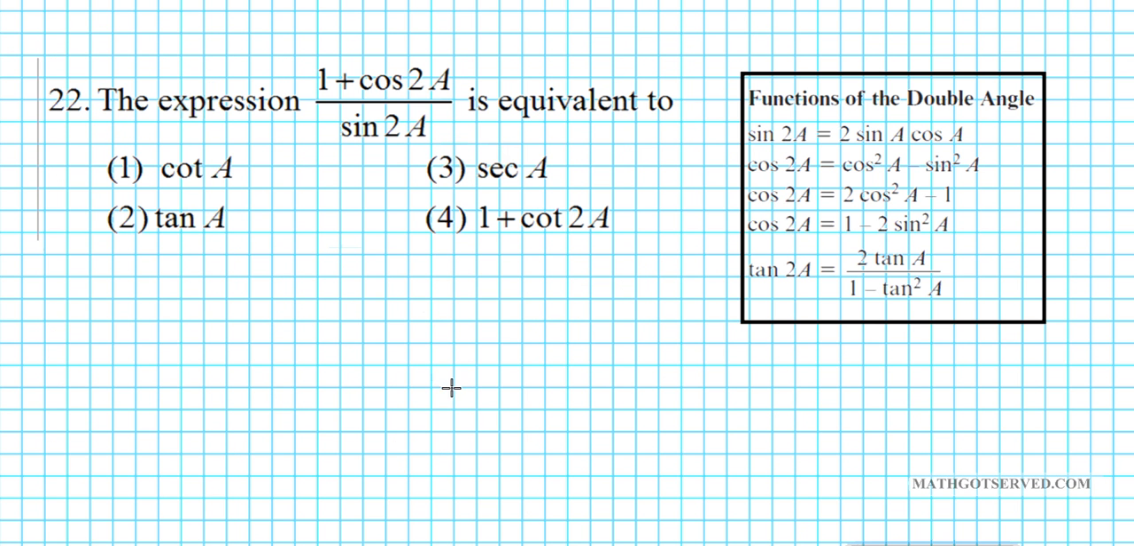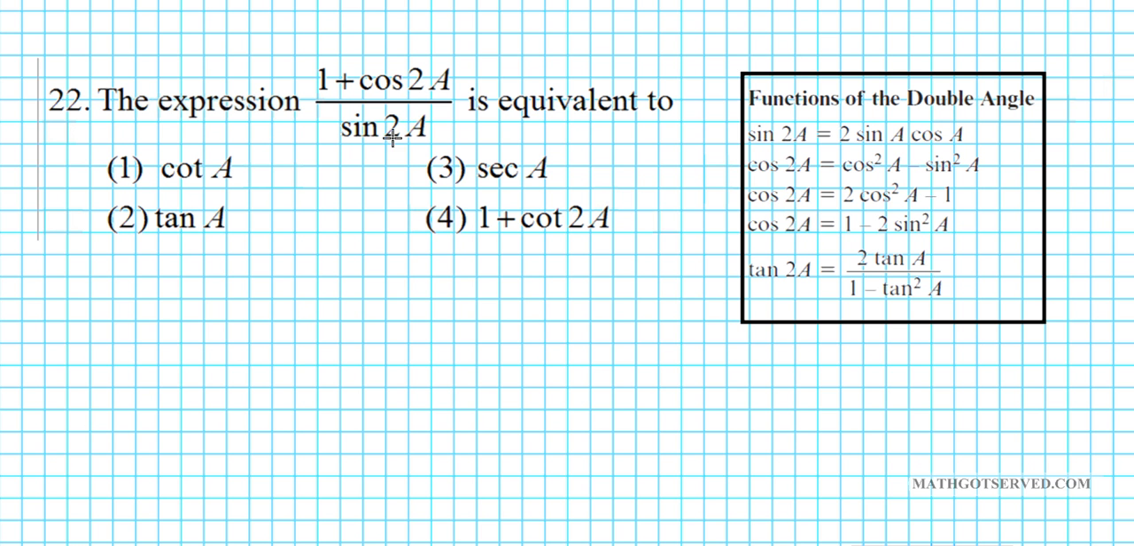All right, let's take a look at number 22. It reads, the expression 1 plus cosine 2a over sine 2a is equivalent to. So the one thing you want to note here is that the argument of the cosine and sine function are doubled. Okay, so you have cosine 2a and you have sine 2a. So if you take a look at your reference sheet, what you will want to focus in on are the double angle identities. So I extracted them over here for your viewing pleasure.